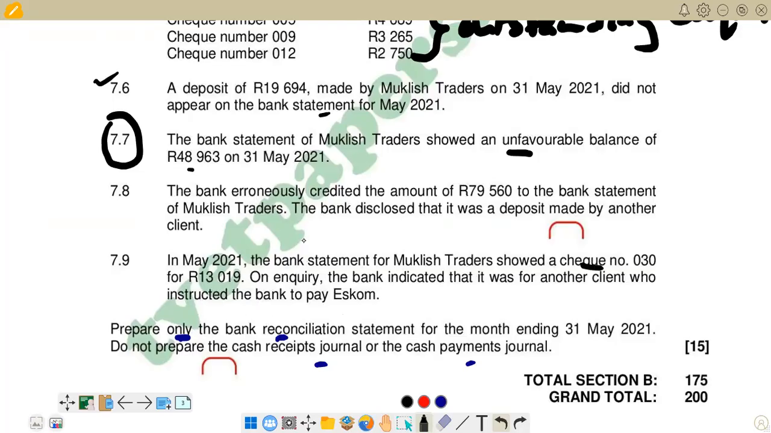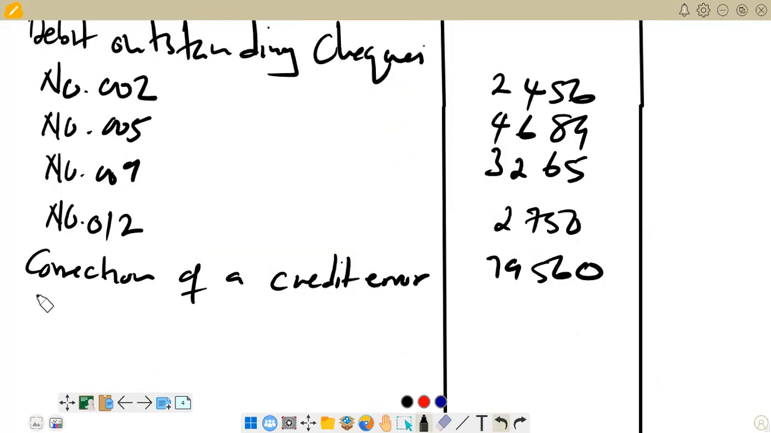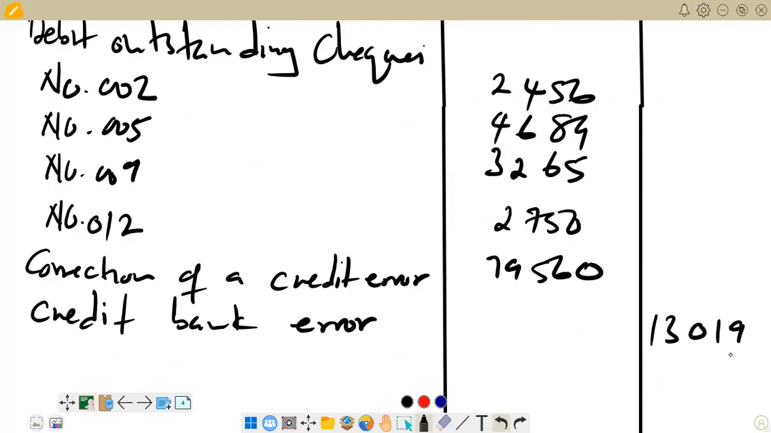So by removing it, we are going to go to the credit side and enter it so that we remove the amount that is on the debit. So again, we go there and correct that error. So now, to correct that error, we can just summarize as credit bank error. We are crediting to correct that error, and the amount is 13,019. So this is what we have.